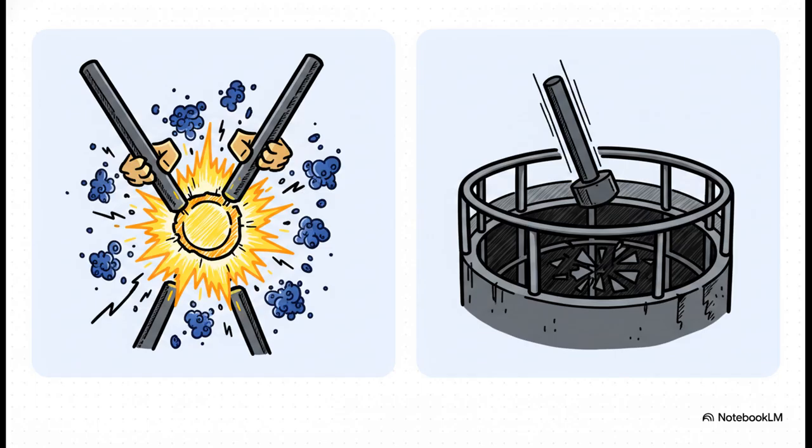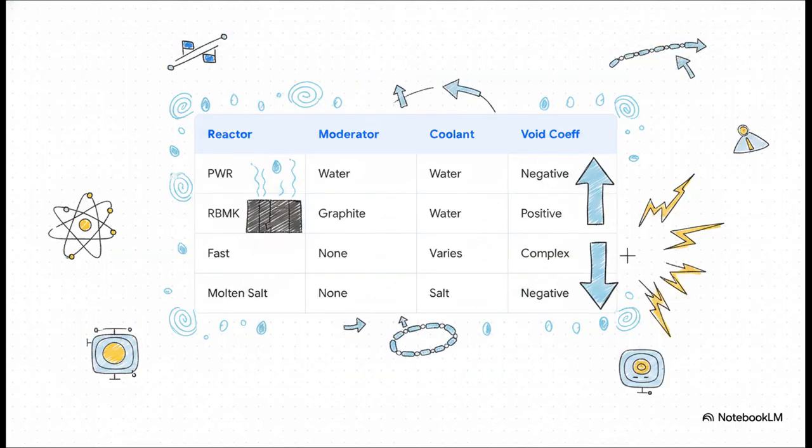They even have to account for a worst-case scenario where the single most reactive control rod literally jams and won't go in. So how did different designs handle things going wrong? Let's look at a nightmare scenario, losing coolant. In a standard light water reactor, water does double duty. It cools the core, but it also moderates, meaning it slows down the neutrons. If that water boils away, you lose your moderation, reactivity plummets, and the reactor basically shuts itself down. That's a negative void coefficient.